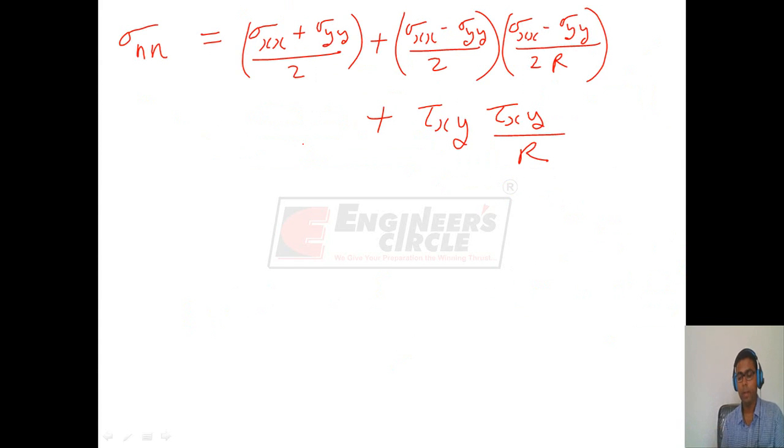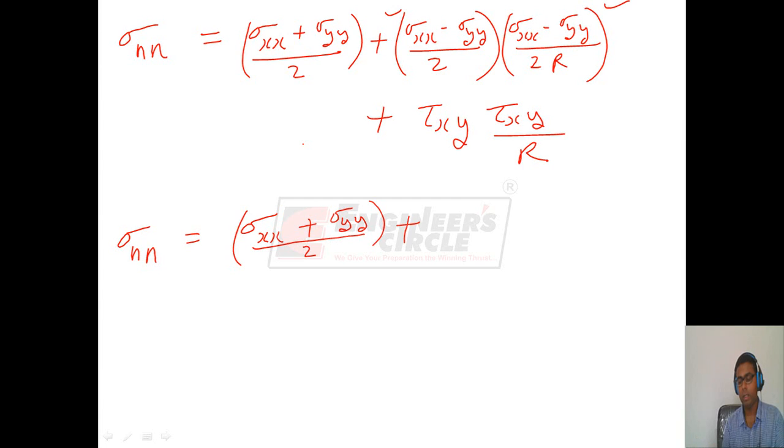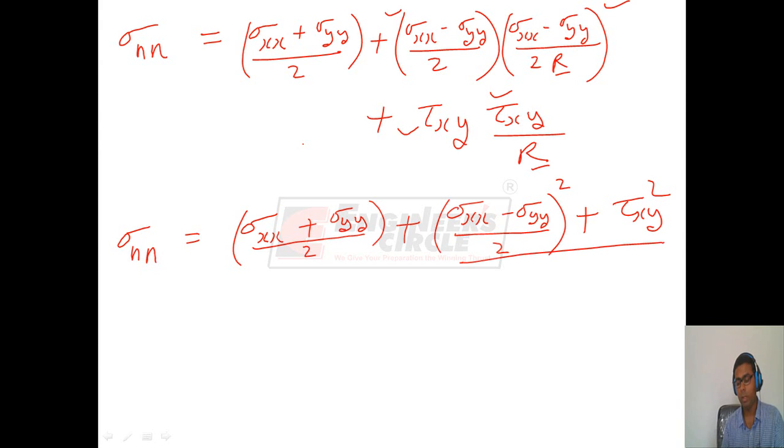By r. So we get sigma nn equal to (sigma xx plus sigma yy) by 2 plus these two terms, this bracket term and this bracket term get squared up. So we get (sigma xx minus sigma yy) by 2 entire square plus these two terms also get squared up, so tau xy square, and this r and r is common. So we divide the entire term by r.